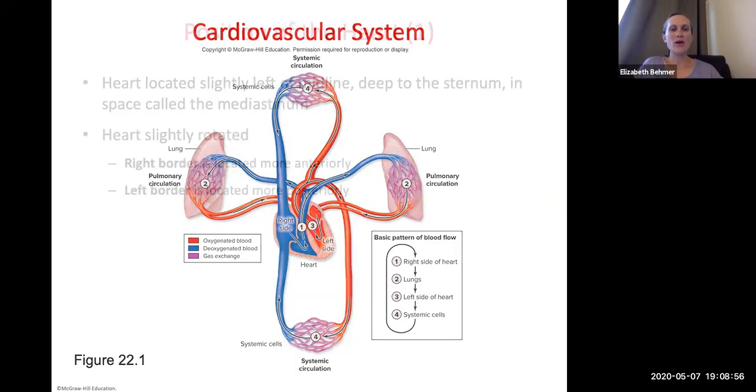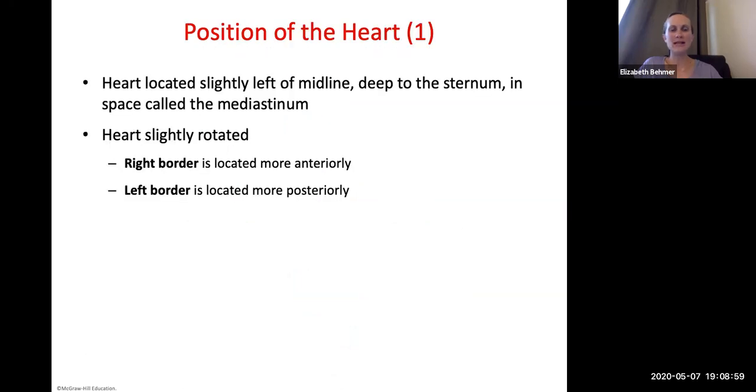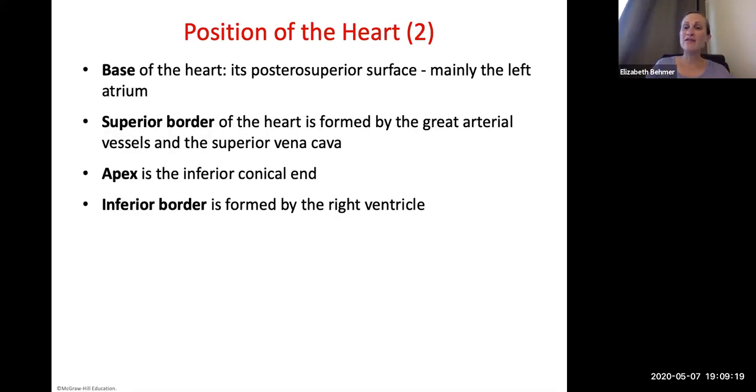So where is your heart located? It's just located slightly left to your midline, deep to your sternum in a space called the mediastinum. It's slightly rotated, so that the right border is located more anteriorly and the left border faces the back. The base of the heart is its posterior superior surface, and that's made up of mainly the left atrium. And that's your note question for number 5. What makes up the base of the heart?